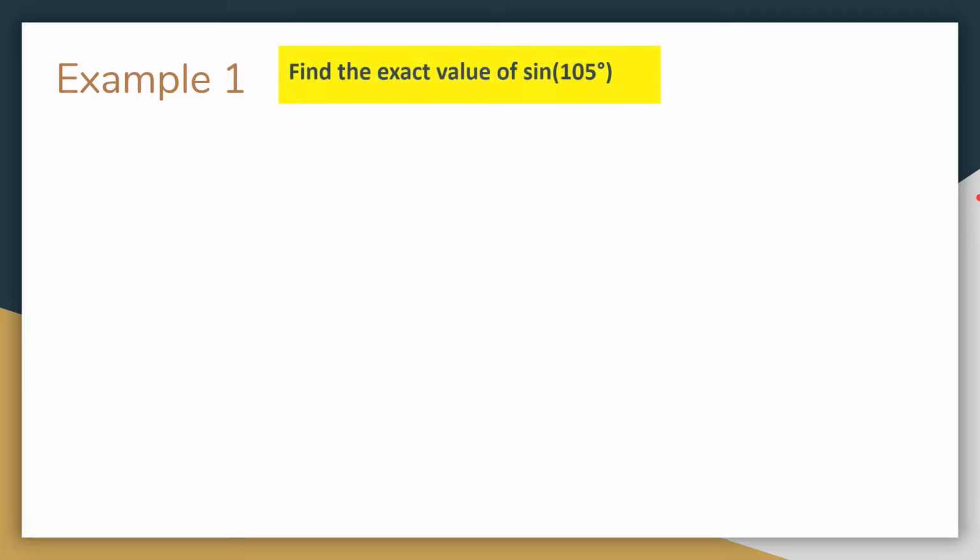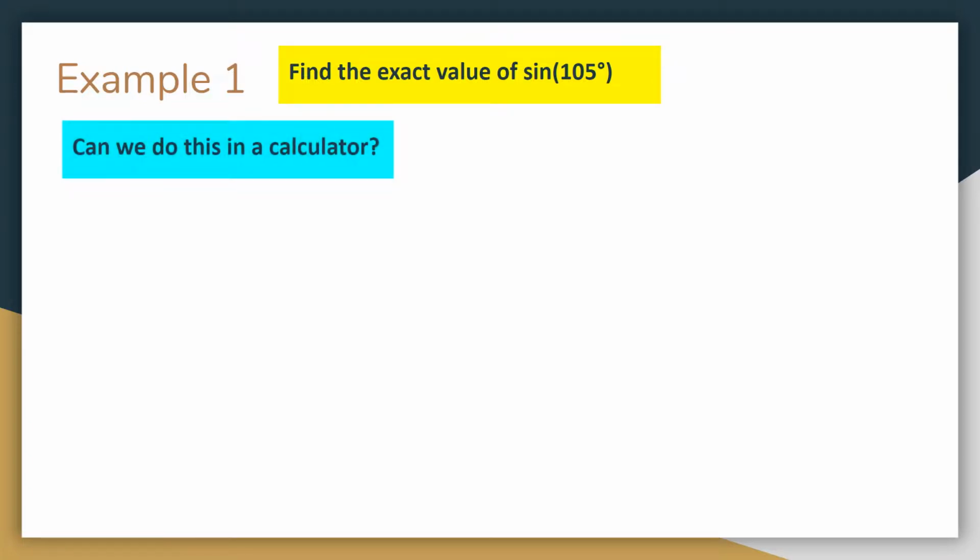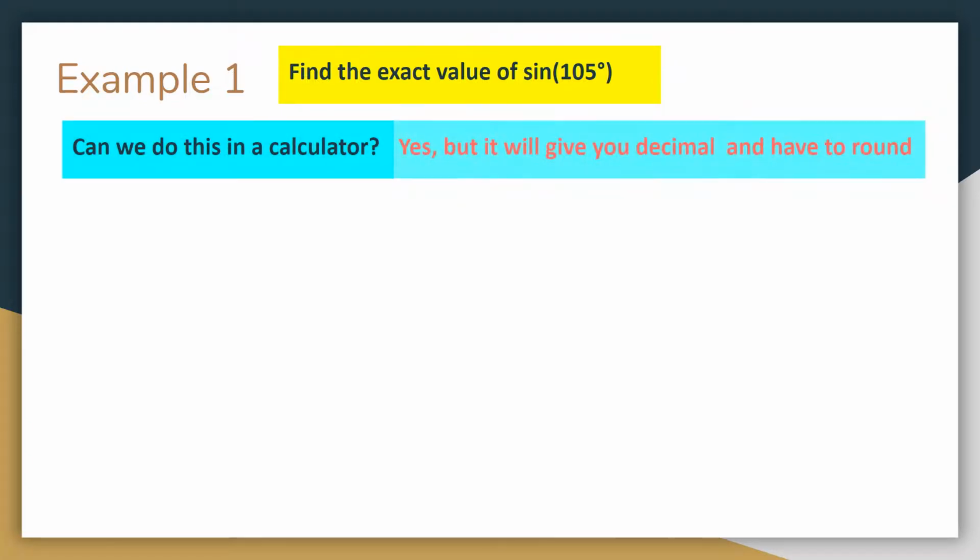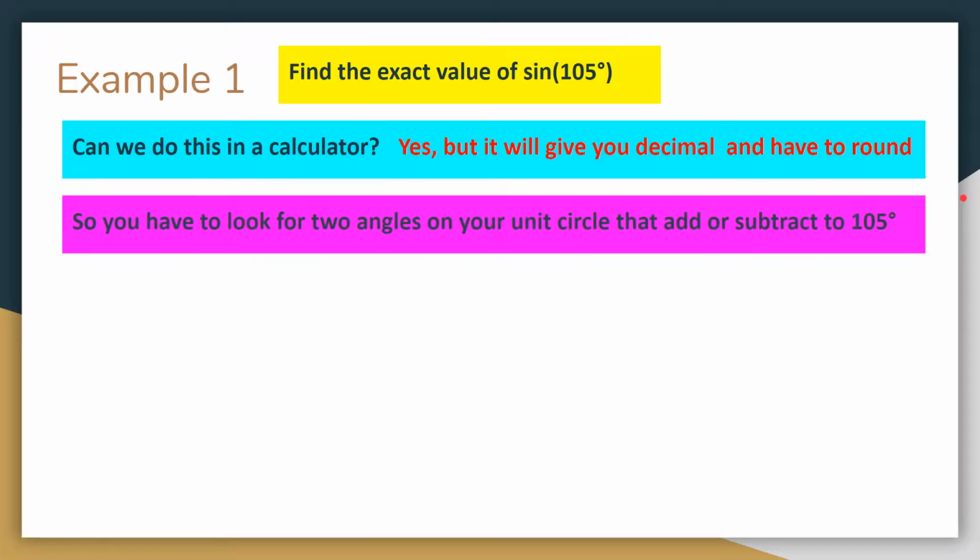So let's look at an example. Find the exact value of the sine of 105 degrees. Well, sure, we could do this with a calculator, but the calculator is going to give you a decimal and you would have to round. The question here is asking us for the exact value of the sine of 105 degrees. So we have to look for two angles on our unit circle that add or subtract to 105 degrees.